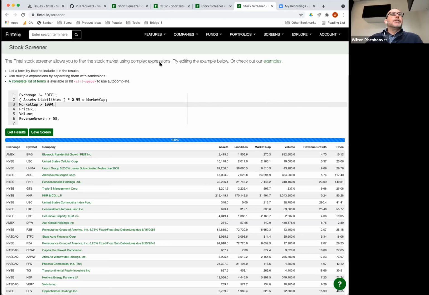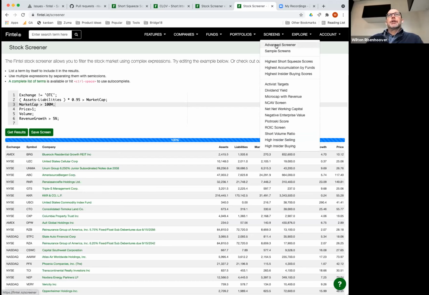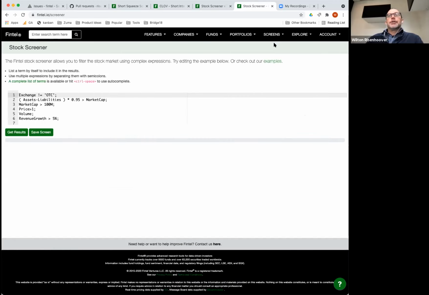But you should be able to see a page that says Stock Screener. Can you guys see that okay? If you go to Fintel, any page on Fintel, and you click on Screens, and you click on the Advanced Screener, you're going to end up on this page, okay? And this is basically the core of it.